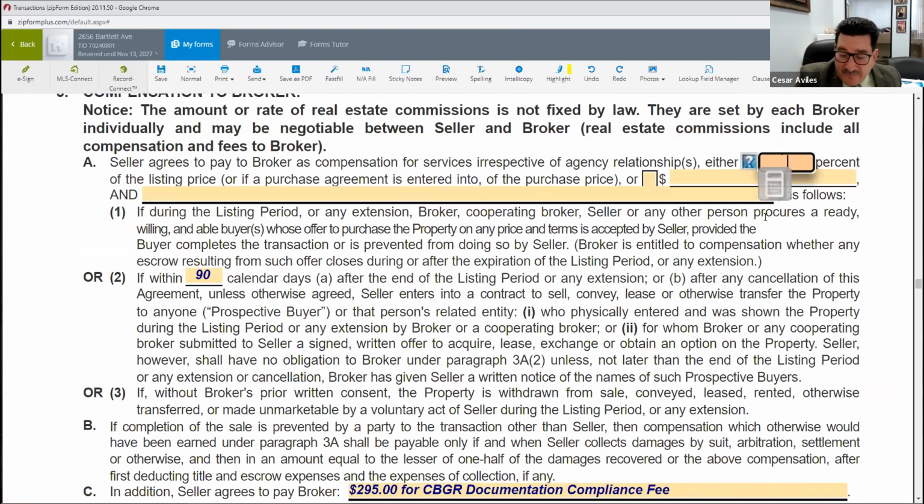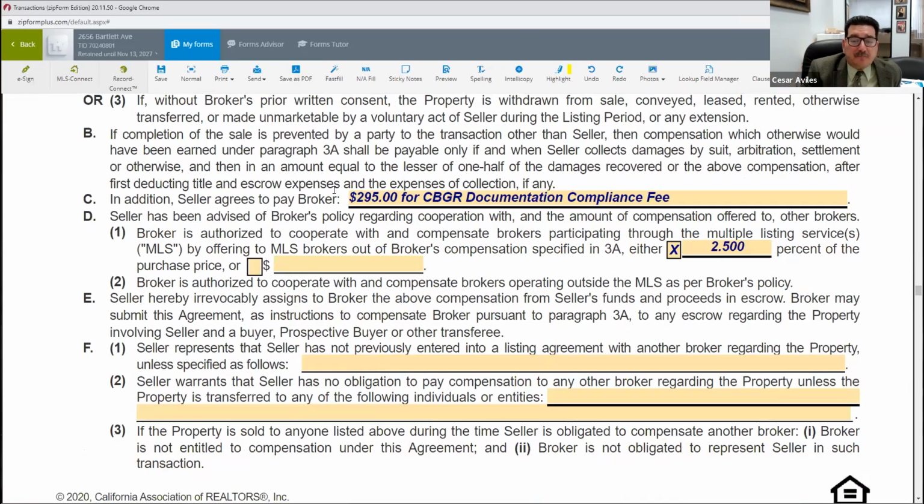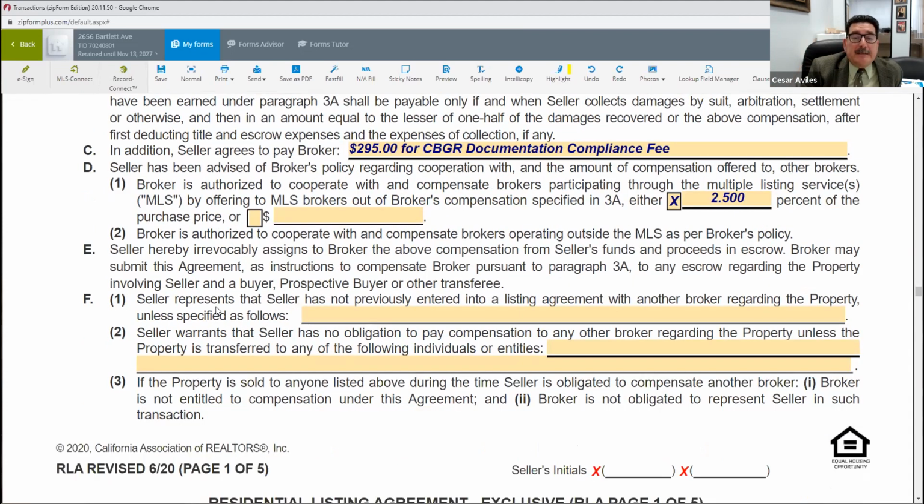But since we are doing 5, I'm old school, and all the time, if I collect 5, I give 2.5 to the other agent. If I collect 5.5, I put 2.75, whatever happens to be half of whatever I'm collecting, okay? Broker is authorized to cooperate with other agents and given 2.5 of the purchase price, right? Now, broker is authorized to cooperate with and compensate brokers outside of the MLS as per broker policy.